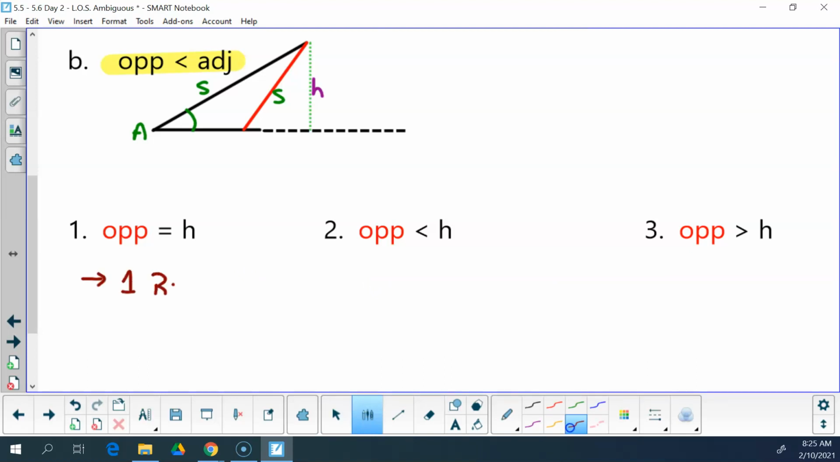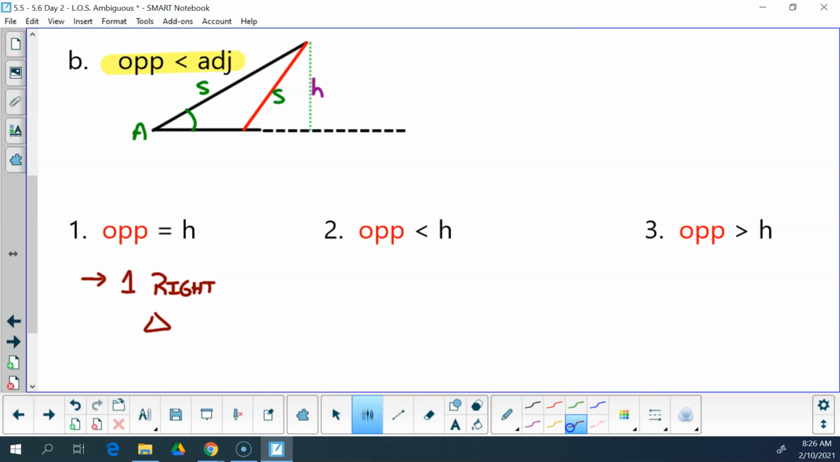one right triangle. And you don't even have to use the law of sines then. You could use SOHCAHTOA, you could use Pythagorean theorem, you could use triangle sum theorem to do that. You wouldn't have to use law of sines. You can, but you wouldn't have to. Okay?